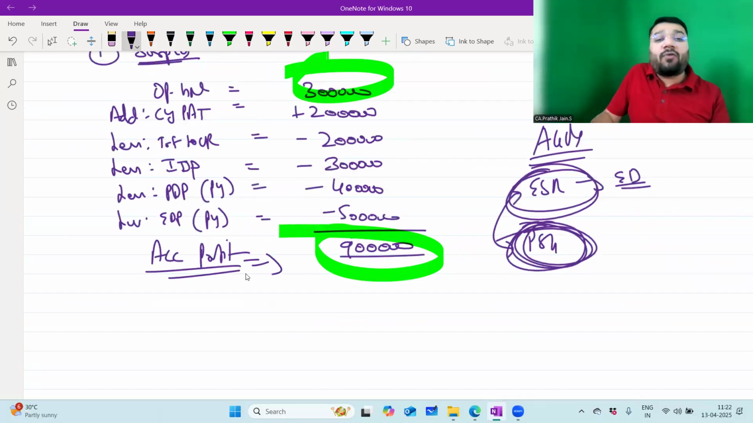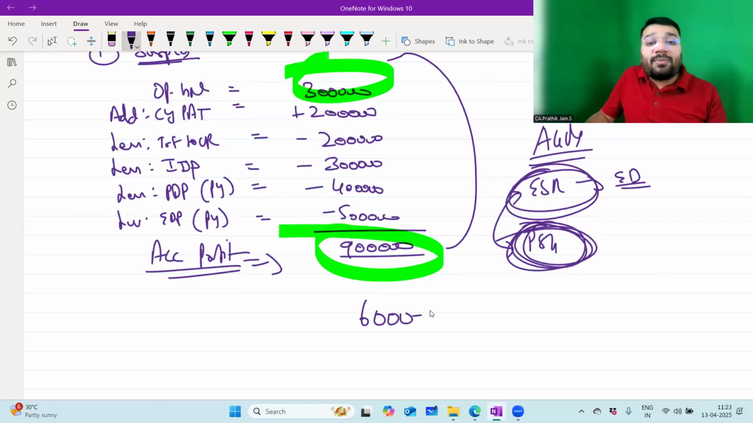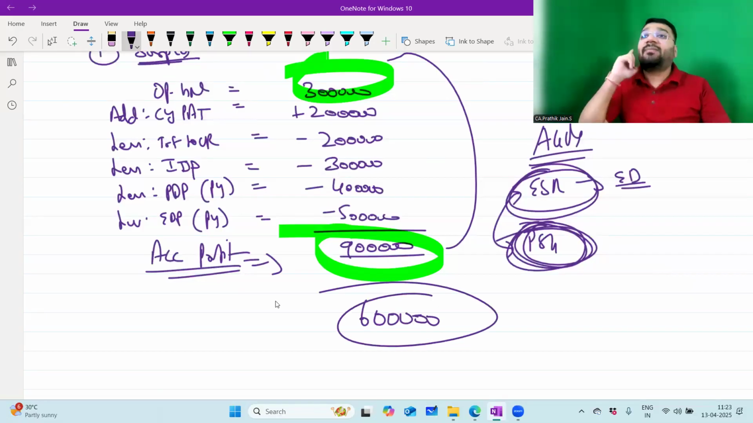all the years put together. Of all years put together. From 9 lakh, if I minus 3 lakh, what will I get? 6 lakh is your current year surplus. 6 lakh rupees is your current year surplus. Do you agree with me? Yes, sir. 6 lakh is my current year surplus.